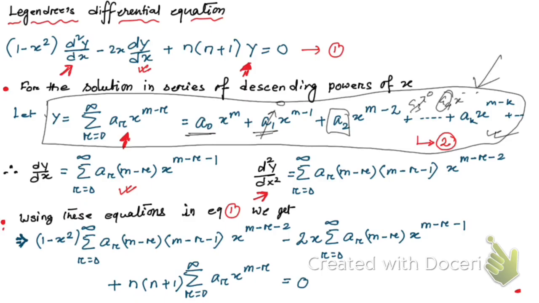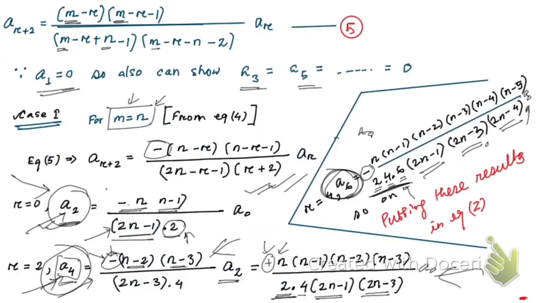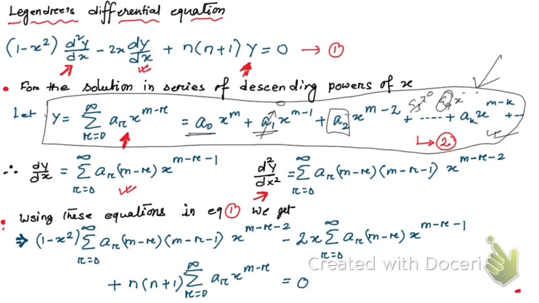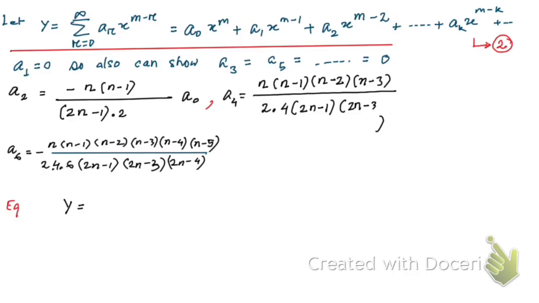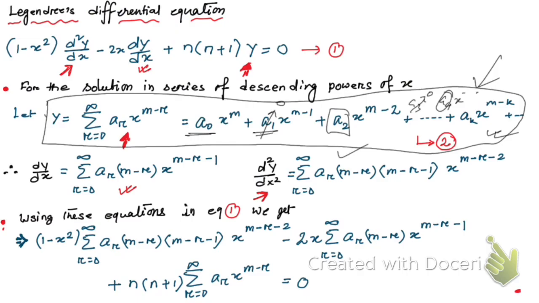Now let me copy this equation number 2, and also let me copy these results A2, A4 and A6, and let me write all those things in a new slide in order to explain further. So here you see I have written the equation number 2 again from the first slide. Let me go back to the first slide. So here you see from this slide I have written this equation number 2 from the very first slide.